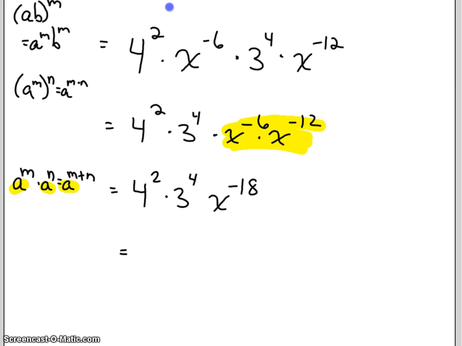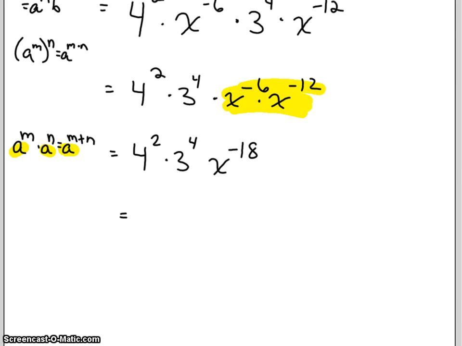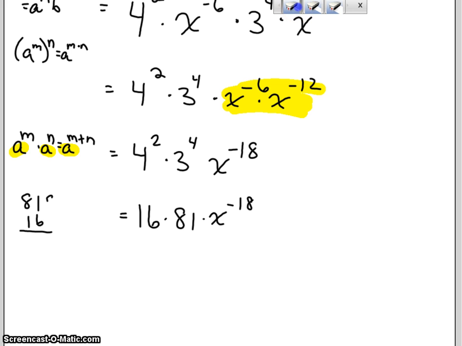Okay, now let's work these out a little bit more. 4 squared is 16. 3 to the 4th is 81. And we have a times x to the negative 18. So we need to figure out what 16 times 81 is. Oops, I keep doing that. 81 times 16. So we'll work this out here. You'll probably use your calculator, but I always like trying to work things out by hand.